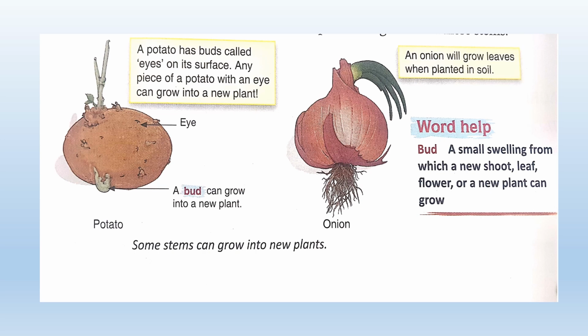A potato has buds called eyes on its surface. Any piece of potato with an eye can grow into a new plant. While the onion, which has green shoots, can itself grow into a new plant when planted in soil. Let's understand the word bud. The term bud means a small swelling from which a leaf, flower or a new plant can grow.